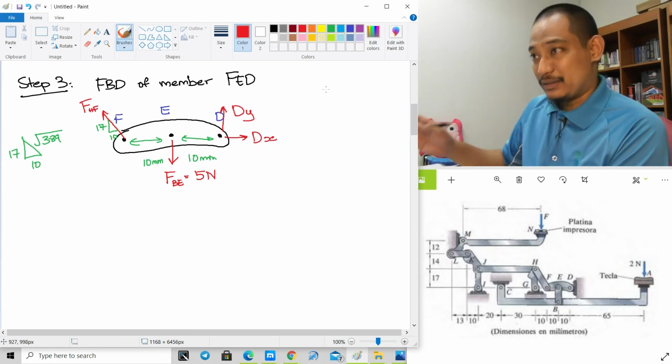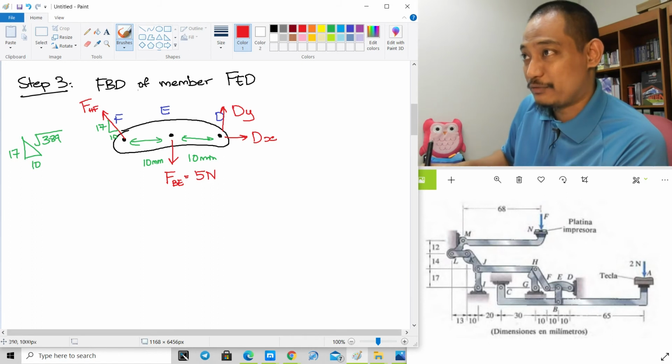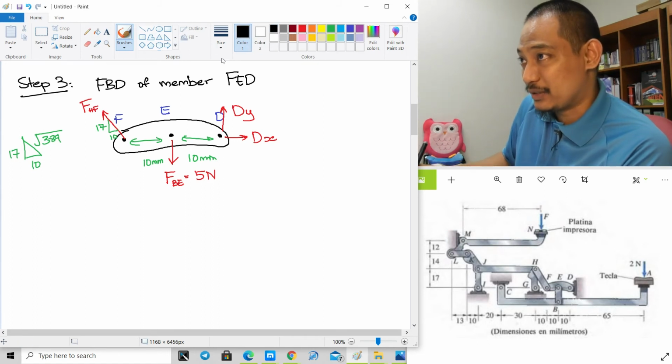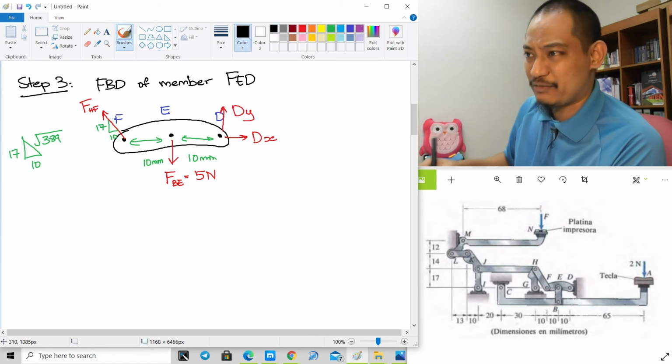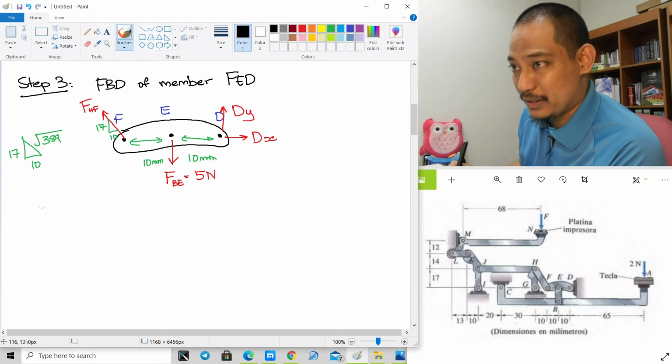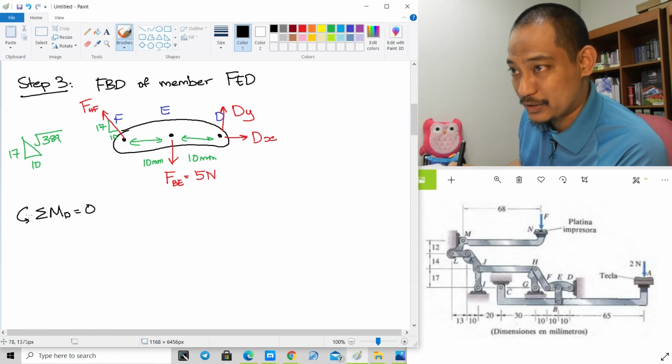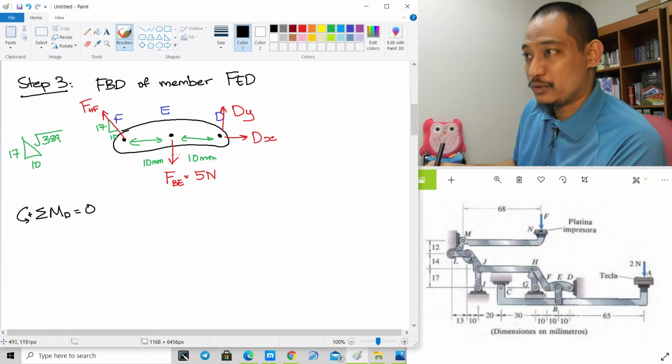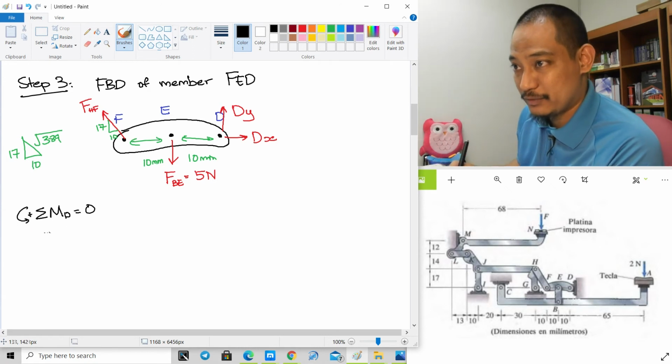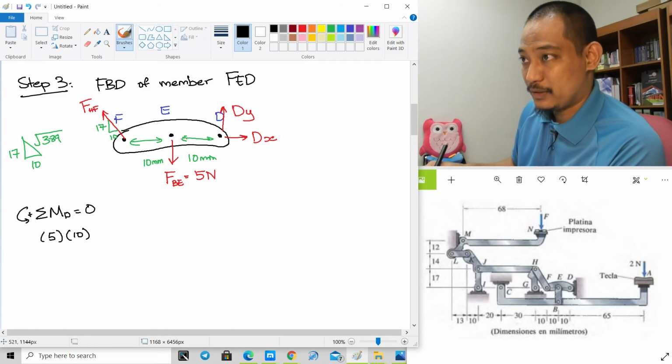But regardless, we can solve whichever one is easier first. So I'll just solve HF first. From there I use summation of moment about point D equal to 0. If I take counterclockwise as positive, it will be this 5 Newton times 10, counterclockwise, sorry. And then we have the vertical and horizontal component.